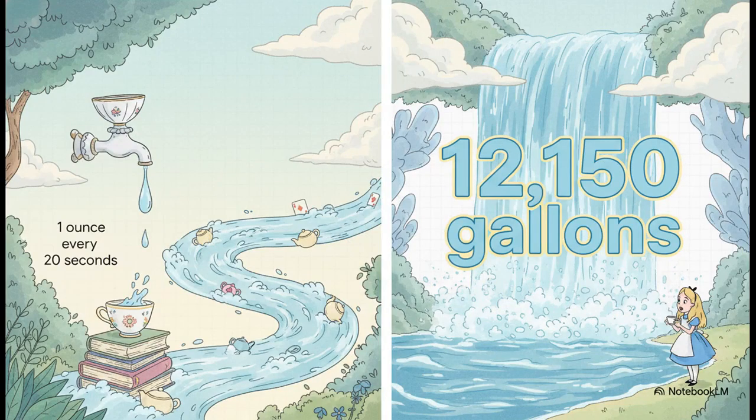So let's put it all together. That tiny, annoying drip, just 1 ounce every 20 seconds, adds up to 12,150 gallons of water completely wasted over just 1 year. Wow, that is just a staggering amount when you think about it.